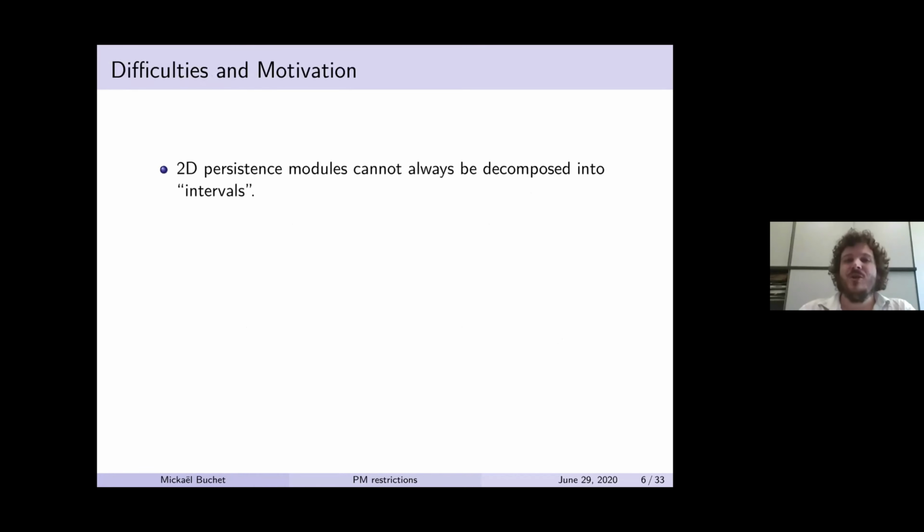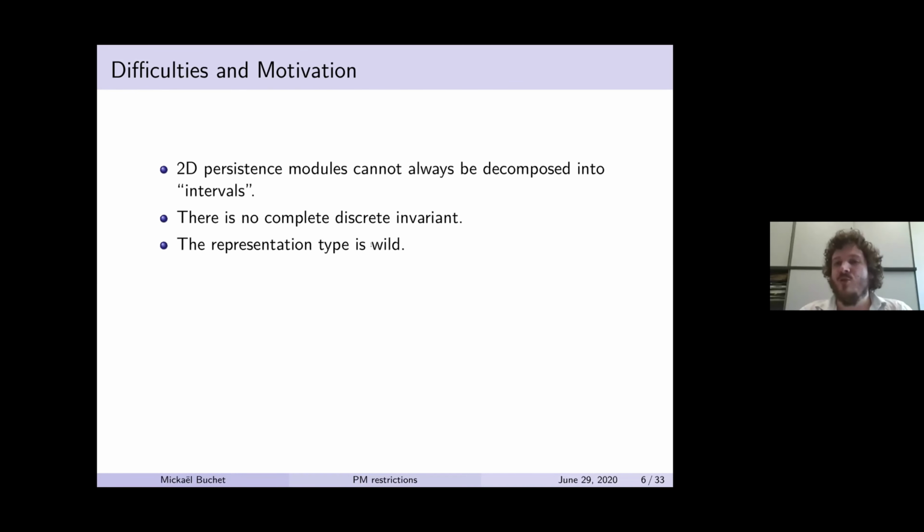The problem with 2D persistence modules is that we cannot decompose them into intervals. We can define the notion of intervals, but a lot of persistence modules do not decompose into intervals. There is also no complete discrete invariant, so we do not have a discrete description of all 2D persistence modules, and that's an old result from Carlsson and Zomorodian from the beginning of persistence. From a quiver point of view, we can say that the representation type of this 2-dimensional grid is wild, which means that the number of indecomposables is infinite, and we cannot even parameterize it for a sufficiently large grid.